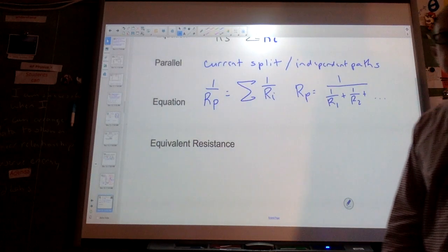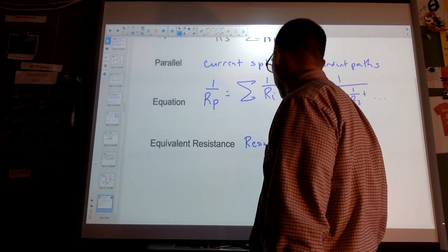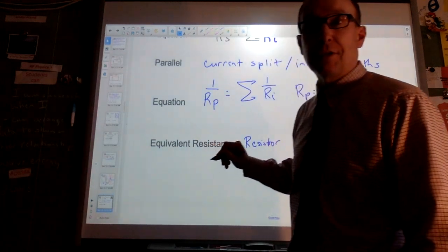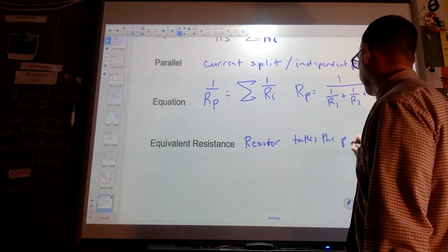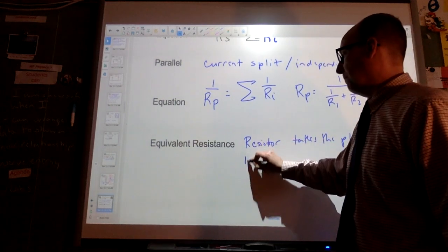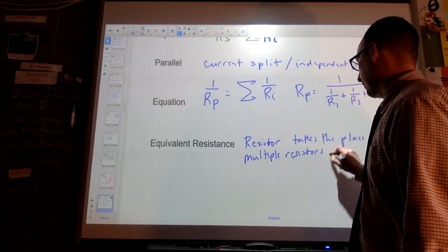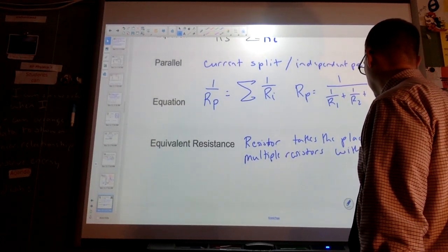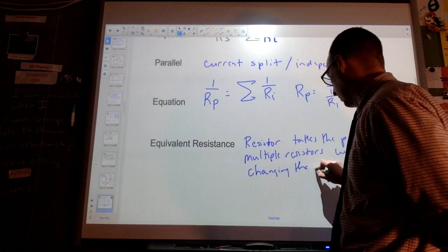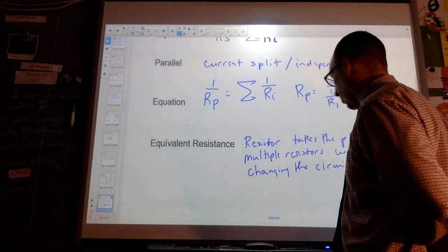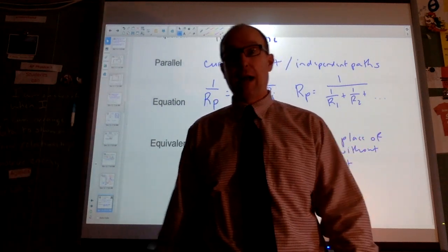What's an equivalent resistance? An equivalent resistance is a resistor. Be helpful if I spelled resistor right? A resistor that takes the place of multiple resistors without changing the circuit. So what we're going to do with this is once we replace it with this, we're going to get some information and we're going to go back to the original circuit with it. So that's what we're trying to find out, information about the circuit.